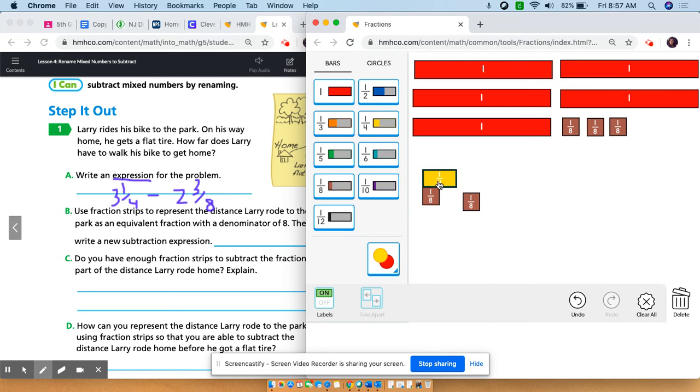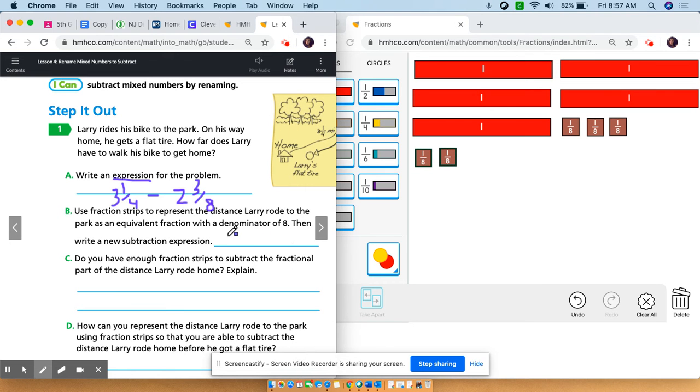because I know that 1/4 is equal to 2/8, just like that. Okay. So I'm going to go ahead and delete my 1/4. I'm going to take these apart and move them over here. Okay. So I just did that.